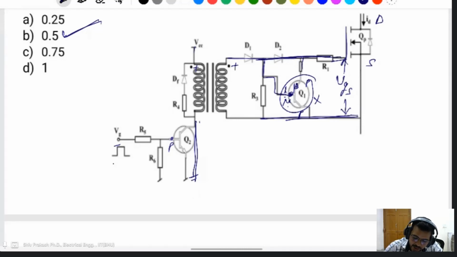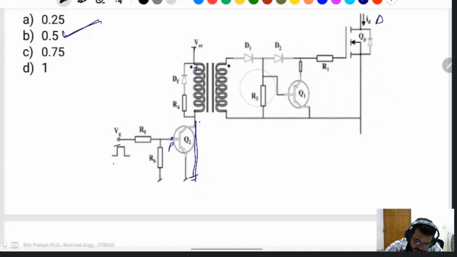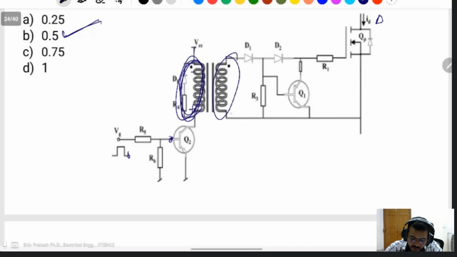Hence this will be 0, this will also be 0. At that time this will be reverse bias. The polarity will be reversed, positive and negative, energized between this one. There will be the same thing, positive negative, and this will be 0 because of this one.